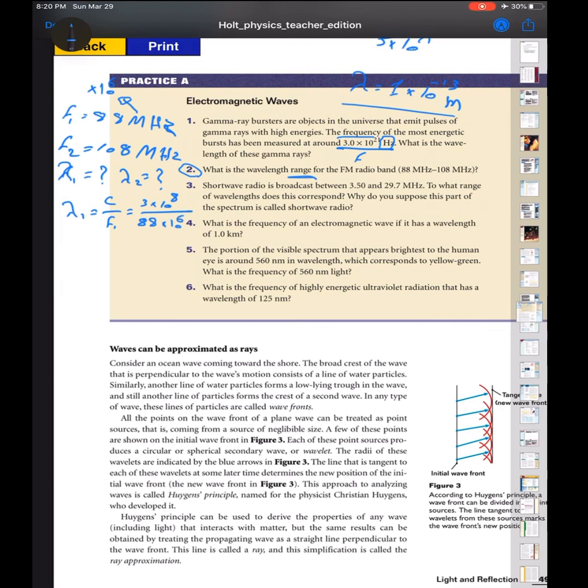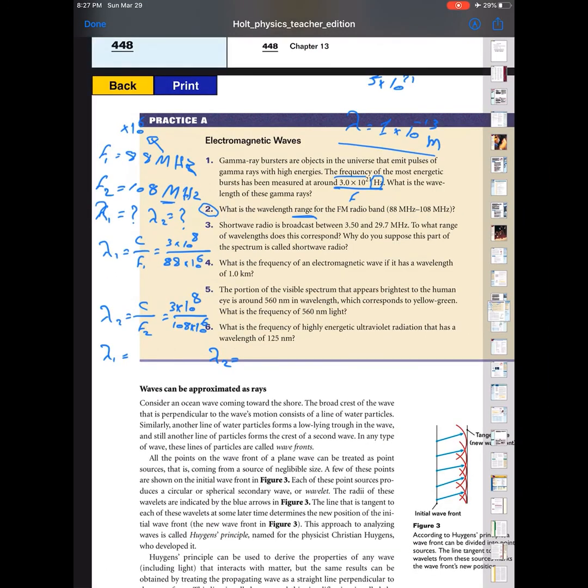And for the second wavelength, we will say C over F2, which is going to be 3 times 10 to the power 8 over 108 times 10 to the power 6 again. Why? Because again it's mega. So we are going to have wavelength 1 and wavelength 2. The first one is going to be equal to 3.4 meter and the second is going to be 2.7 meter. That is the first and the second question from the practice.